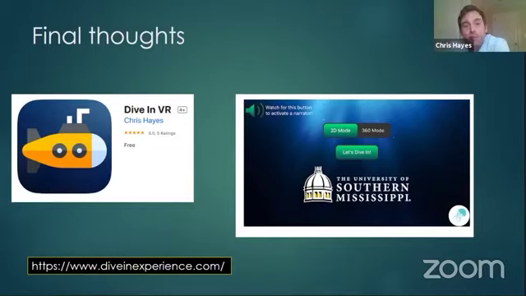So we've built this app that you can do just in a 2D mode on your phone. It also has a 360 mode, where if you've ever seen the goggles that you can drop your phone into, there's cardboard ones you can get for something like $5, and you can do these undersea adventures, which all have a little narration to go along with them. So it's called Dive in VR, and you can get it at diveinexperience.com, and you can get it for Apple or the Google Play Store.